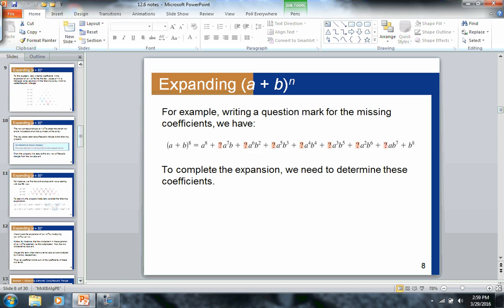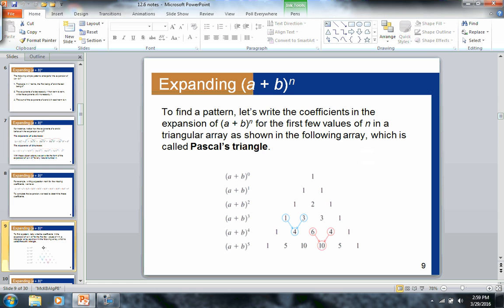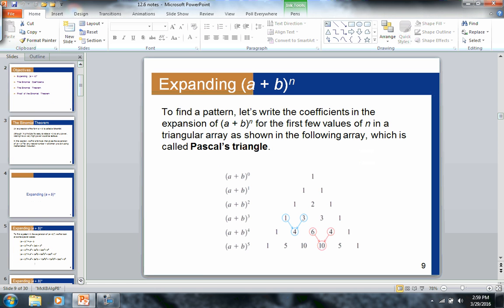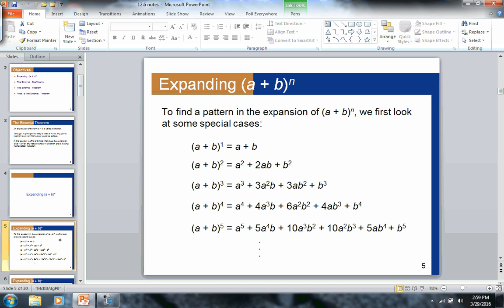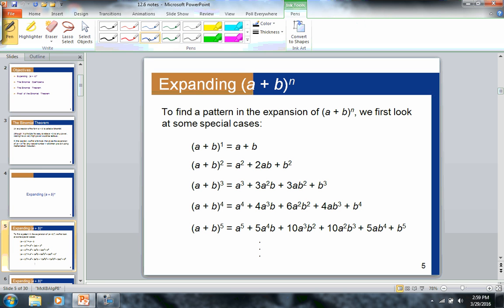And they showed it in the little chart that they had. Was it this one? Nope. Where did it go? Here. You can kind of see it here. The coefficients, let me write it in, are 1 and 1 here. Then the coefficients are 1, 2, 1. And the coefficients are 1, 3, 3, 1. And then 1, 4, 6, 4, 1.